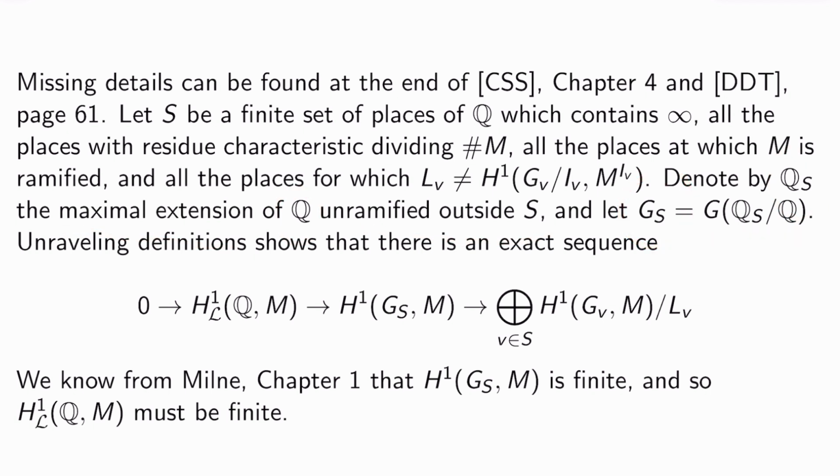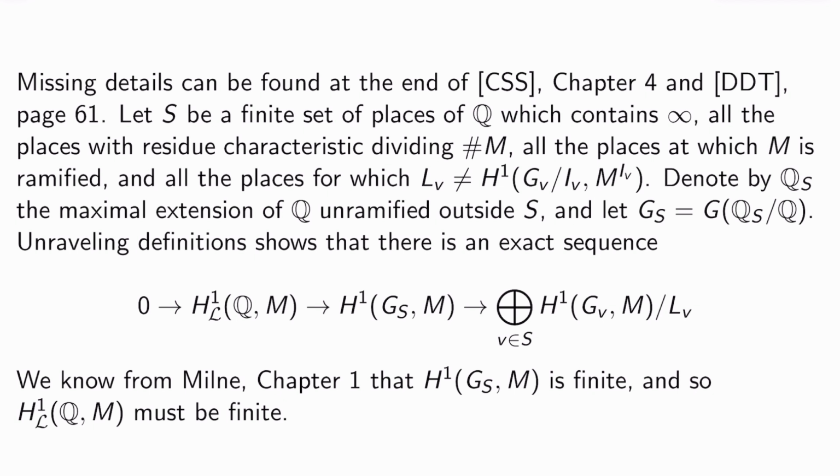If you just unravel definitions, you discover there's an exact sequence from 0 to H^1_L(Q, M) to H^1(G_S, M) to the direct sum over all places v in S of H^1(G_v, M)/L_v. And from Milne Chapter 1, we know that this guy is finite. I think CSS also takes care of this. And so this guy, who injects into him, must also be finite. So H^1_L(Q, M) is finite, and that is one of the things we wanted to prove in Proposition 1.